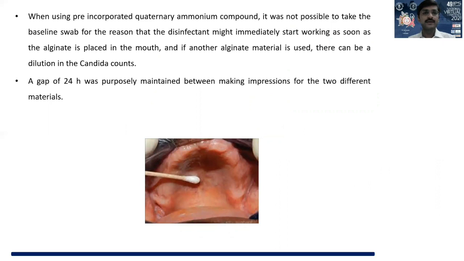When using the pre-incorporated quaternary ammonium compound, it was not possible to take the baseline swab. The reason for that is the disinfectant might immediately start working as soon as the alginate is placed into the mouth, and if another alginate material was used, then there could be dilution in the count of Candida. So a gap of 24 hours was purposely maintained between making the impressions for the two different materials.